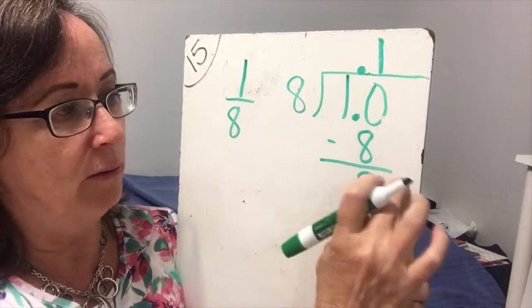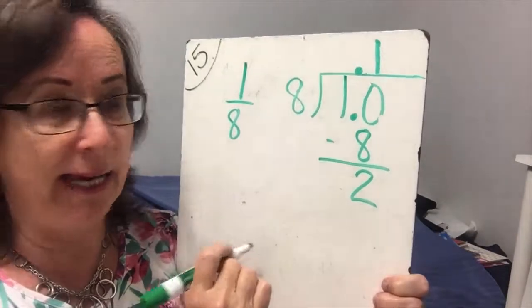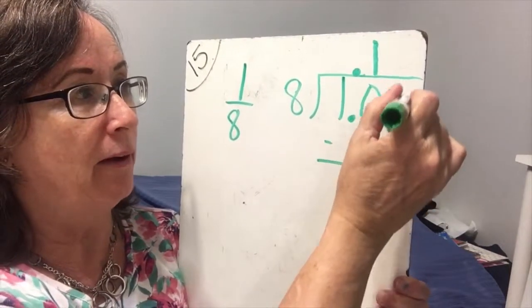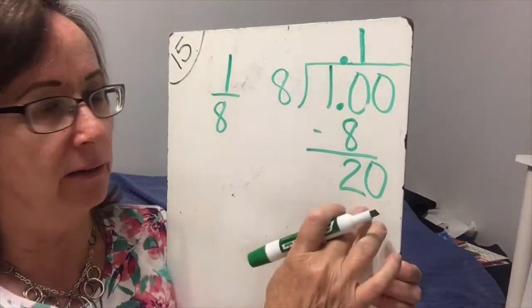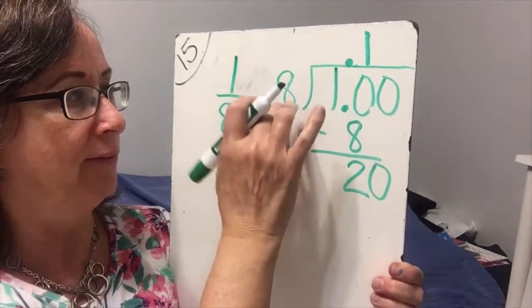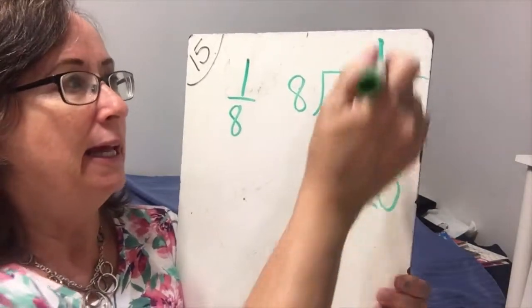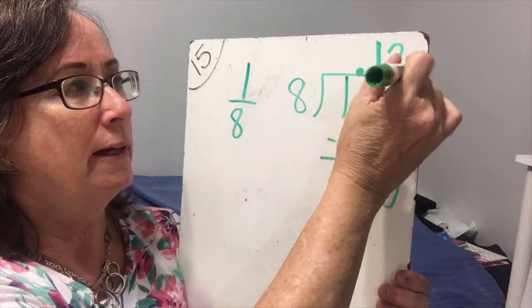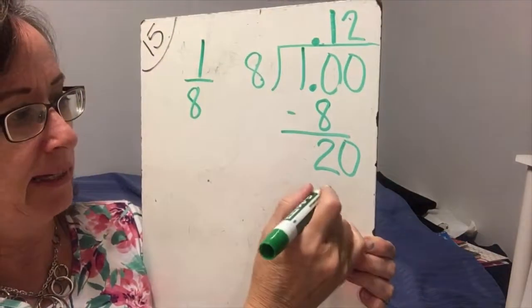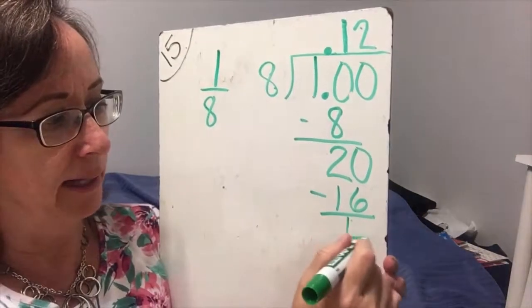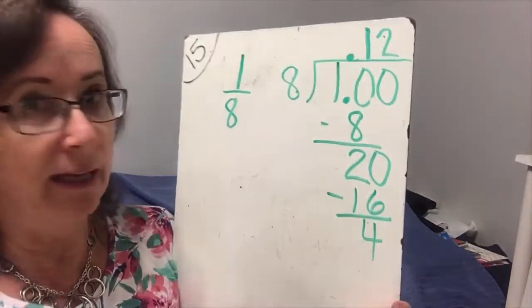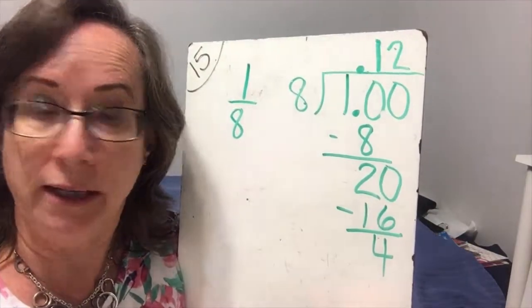And now 2 is less than 8. We're going to bring down. Remember, I can add as many zeros as I need till it starts to come out evenly. 8 into 20 is 2. And 2 times 8 is 16. And I subtract, get a 4. And then, I hope this ends soon because I'm going to run out of space.